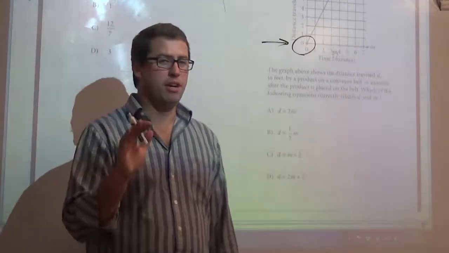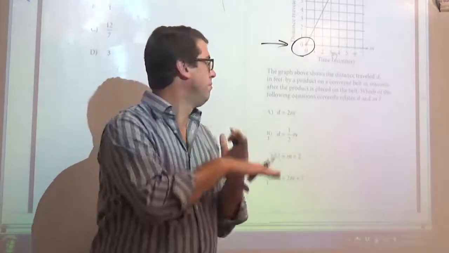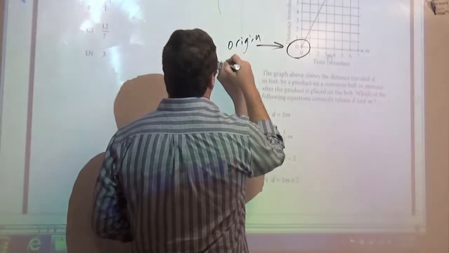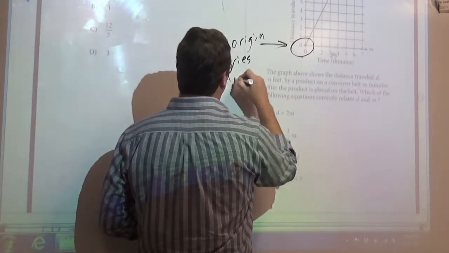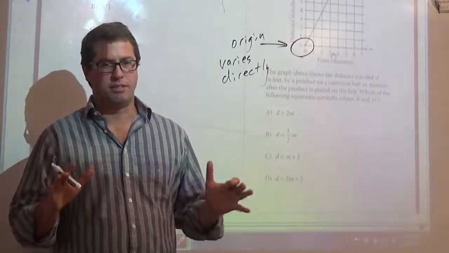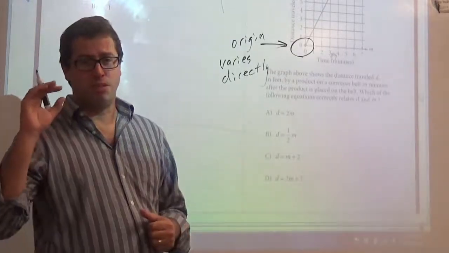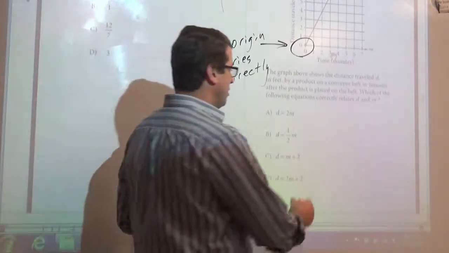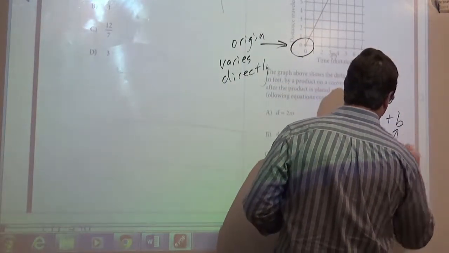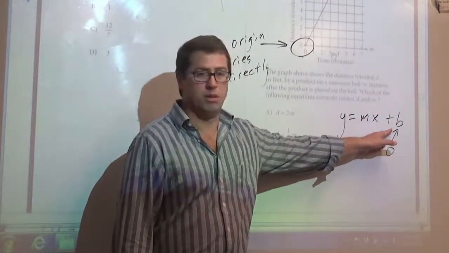That means that our line goes through the origin. It hits right at the x and y axis. That means it varies directly. The math tests really like stuff that varies directly. If it varies directly, that means the y-intercept is 0. So our slope-intercept equation is y equals mx plus b. b is our y-intercept, and since it goes through the origin, it's 0.